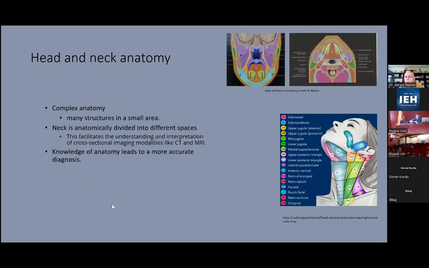Head and neck anatomy is very complex, with a lot of structures in a small area. So they have divided the region into different spaces, and that will help us in giving a better differential diagnosis and a more accurate diagnosis. Also, the lymph node regions of the neck have been divided into different regions.